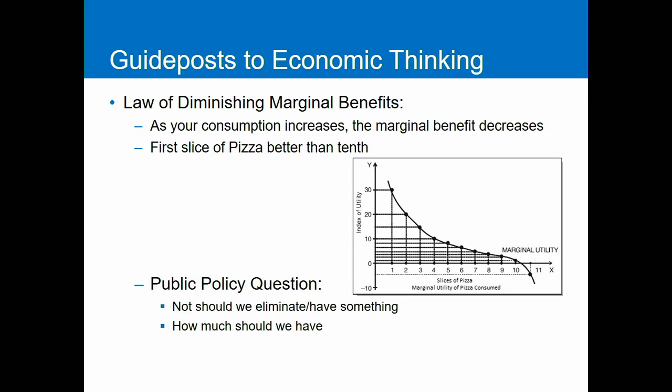But when we think about public policy, I'll bring that up a decent amount for examples, just because I do research for public policy. That's one of my areas. So it's not should we have something or should we eliminate something, but how much should we have. Not should we spend money on education or no money on education. It's how much. Should we spend a little bit more? A little bit less? Should we get rid of all crime, or should we tolerate a little bit of crime? What should that level be?